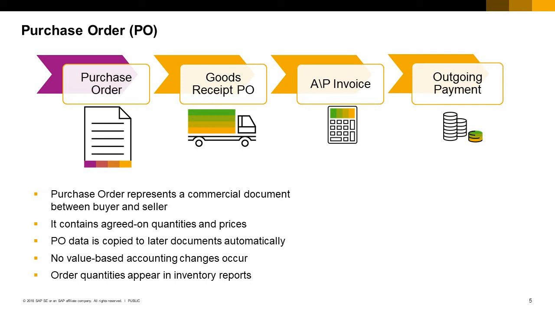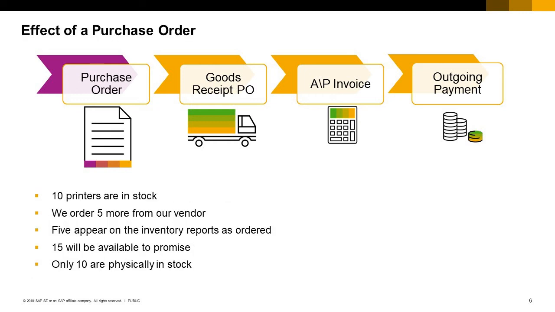When a purchase order is added in SAP Business One, no value-based accounting changes occur. However, the order quantities are listed in inventory management. You can view items and quantities on order in various reports and windows, such as the Inventory Status Report and the Item Master Data window. Obviously, having such real-time access to this information can play a key role in optimizing a company's purchasing and inventory management business processes.